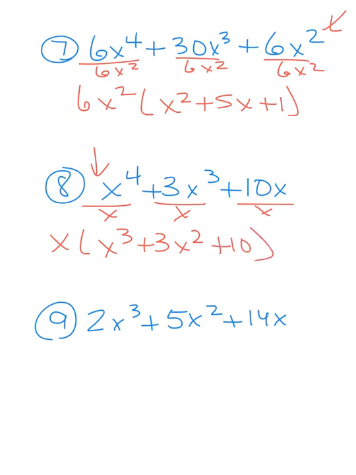In number 9, I have a coefficient other than 1 in my terms, but there isn't a greatest common factor that goes into 2, 5, and 14. However, I do have an x to the 1st, that's going to factor out, that's my greatest common factor. So I have x times the quantity of x to the 2nd plus 5x plus 14.